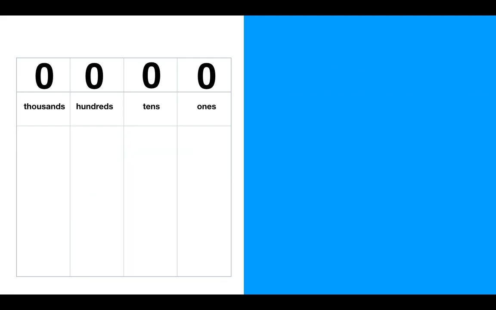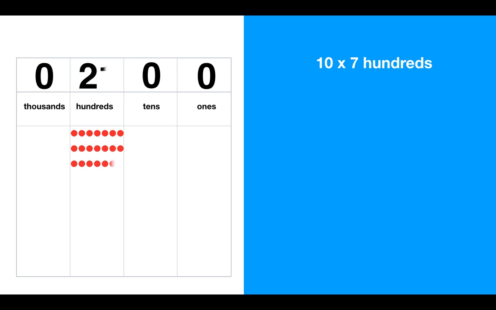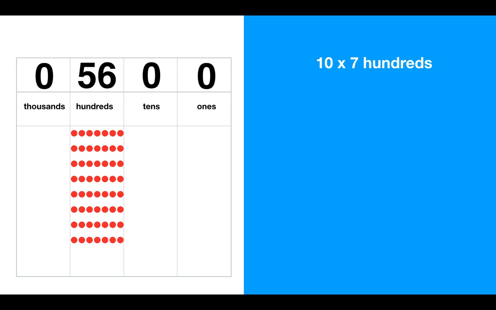Let's do one more. What if I wanted to know 10 times as much as 7 hundreds? Well, we would start by drawing 7 hundreds and then repeat that 10 times. There's 2 times, 3 times, 4 times, 5 times, 6 times, 7 times, 8 times, 9 times, 10 times. 10 times as much as 7 hundreds is how many hundreds? We can see there are 70 hundreds.